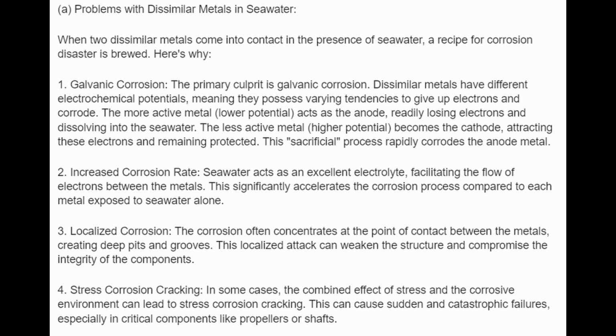Dissimilar metals have different electrochemical potentials, meaning they possess varying tendencies to give up electrons and corrode. The more active metal, lower potential, acts as the anode, readily losing electrons and dissolving into the seawater. The less active metal, with the higher potential, becomes the cathode, attracting these electrons and remaining protected. This sacrificial process rapidly corrodes the anode metal. 2. Increased corrosion rate.